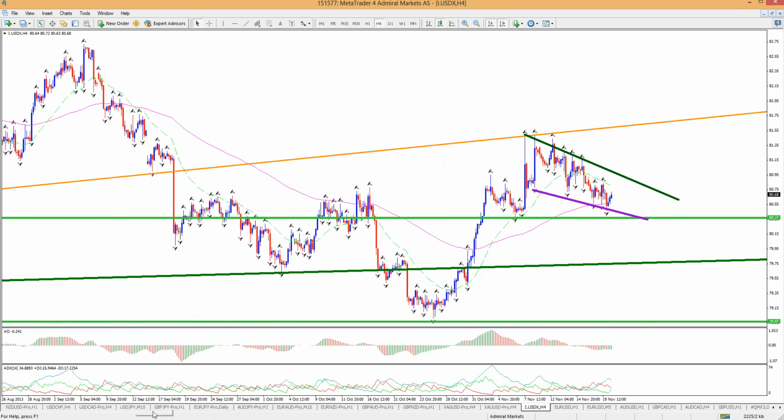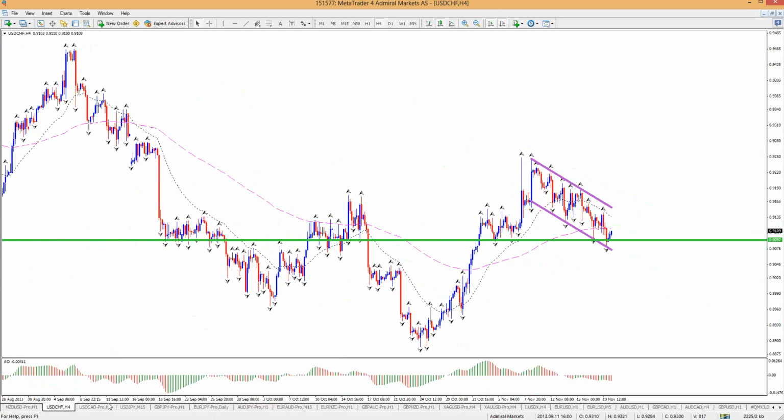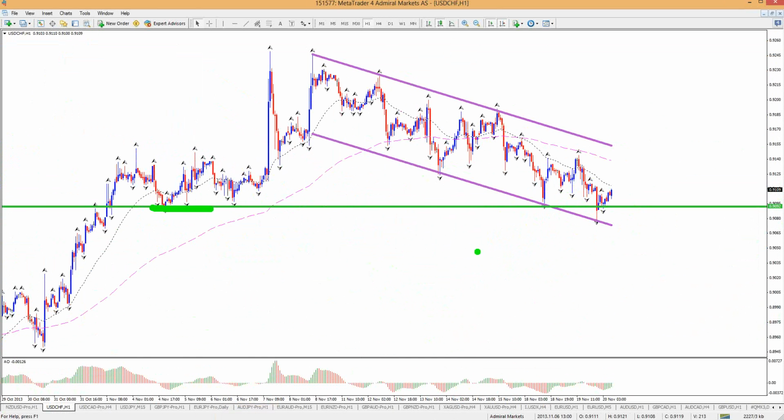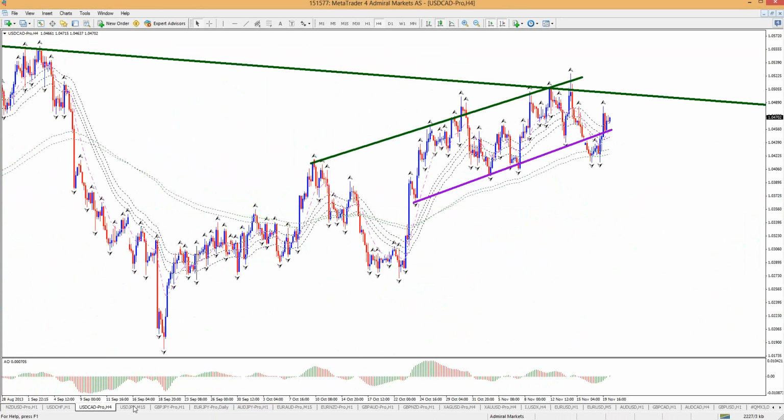Dollar Swissy, same scenario. Dollar Swissy actually pushed through the 90.90, but it's back above there, so let's see. Very choppy. Dollar CAD, very choppy. Motto of today is choppy price movement, that's for sure. I have to admit, it is a very choppy environment.